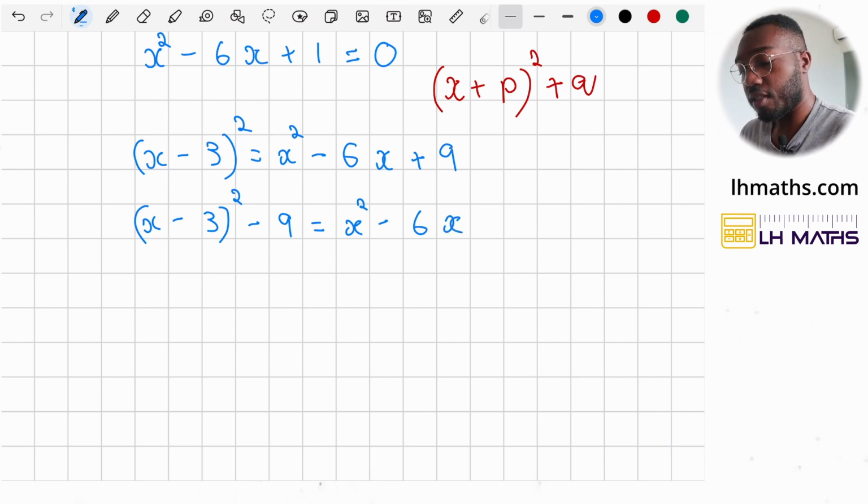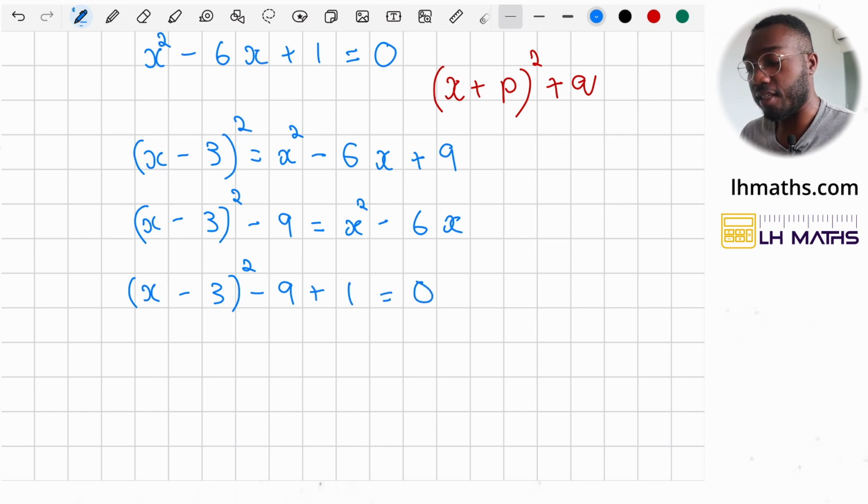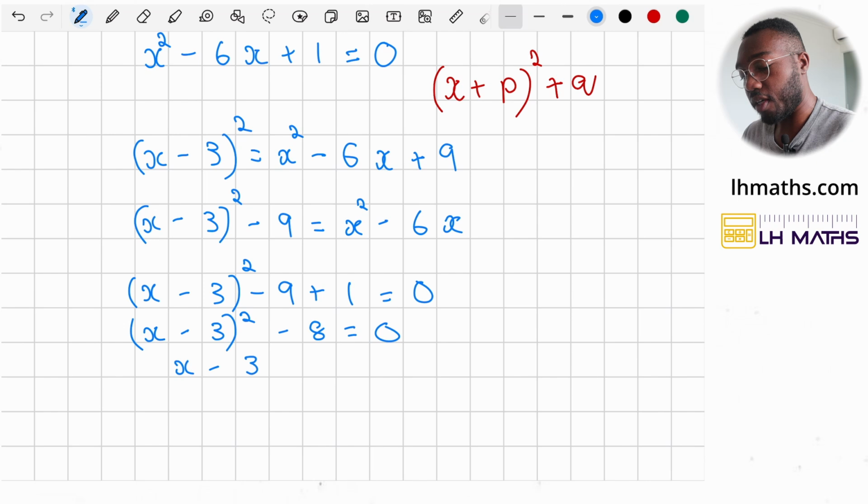So now if we rewrite this, we can rewrite x squared minus 6x as x minus 3 squared minus 9. And then we just need to include the positive 1. So plus 1, and that is equal to 0. So then if we work this out, we get x minus 3 squared minus 8 is equal to 0. We bring the 8 to the other side, so we get x minus 3 squared is equal to 8.